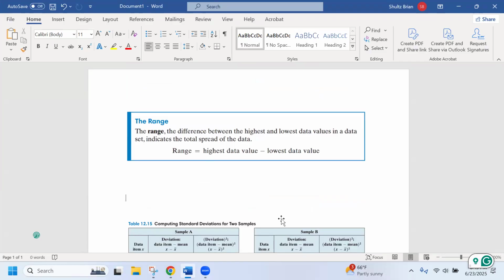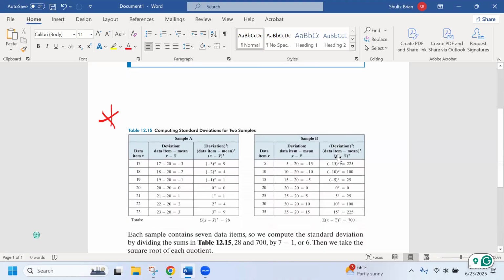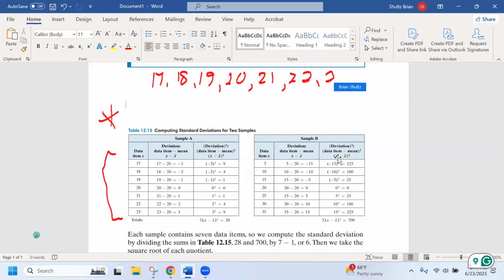Another measure of central tendency is known as the range. The range is the difference between the highest and lowest values in the data set, includes the total spread of the data. So I'm going to look down here at this set of data that has 17, 18, 19, 20, 21, 22, 23.